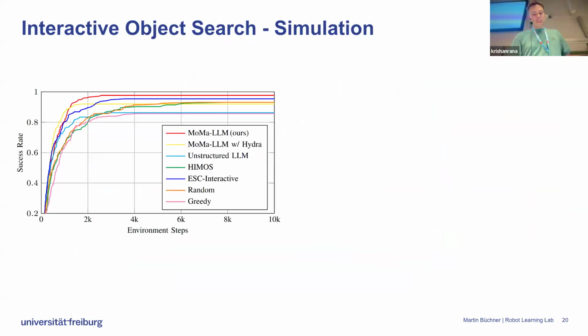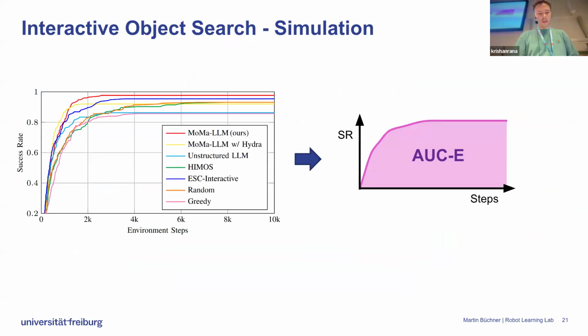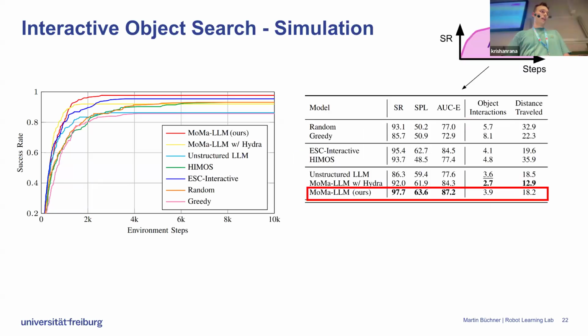We simulate this in iGibson, and we find that MoMA LLM outperforms previous zero-shot methods as well as trained methods, generally given reasonable time budgets, as you can see on the horizontal axis. As part of our work, we also introduce a novel metric called AUC-E, which is the area under the efficiency curve, which alleviates the need for setting a maximum time budget that you consider for success. All in all, we obtain a high success rate, SPL, as well as AUC-E compared to previous methods, while minimizing the number of object interactions and the distance traveled.